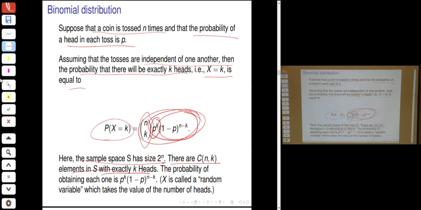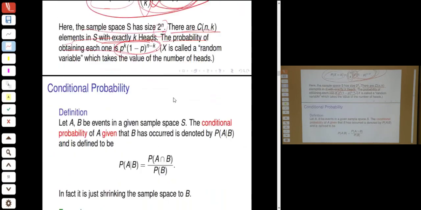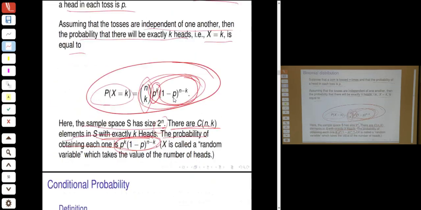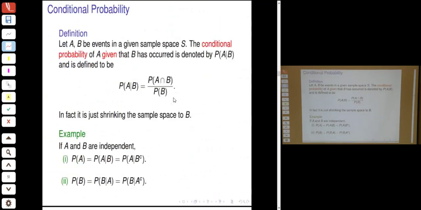So, here the sample space has size 2 to the n. There are n choose k elements with exactly k heads. The probability of obtaining each specific sequence of k H's and n minus k T's is p to the k times 1 minus p to the n minus k because of independence. So, this explains why the probability of getting exactly k heads is n choose k times p to the k times 1 minus p to the n minus k.